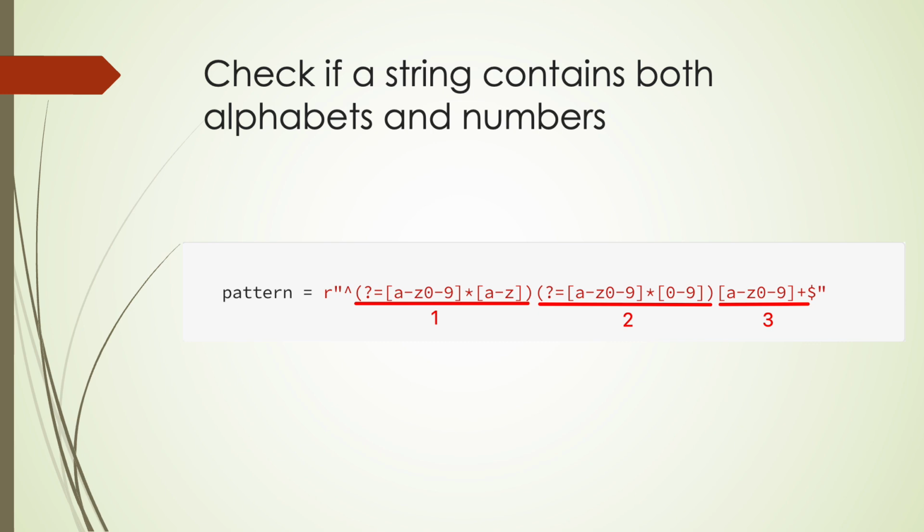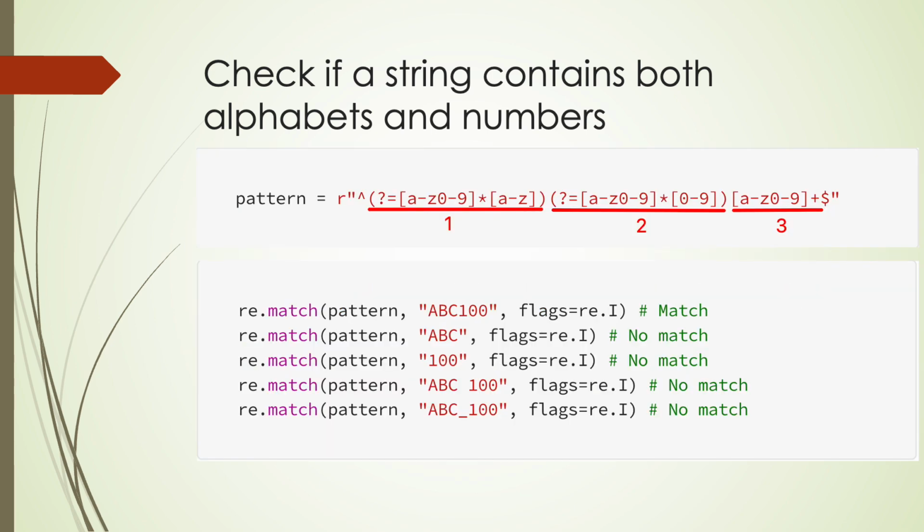The first one requires that an alphabet must follow the start of a line, and the second one requires that a digit must follow the start of a line. The order of the assertions does not matter. The third part specifies that only alphanumeric characters are allowed in the string. Let's test the regular expression with some examples. Note that the match function is used here rather than the search function, because we want to apply the pattern at the start of the string rather than anywhere in the string.